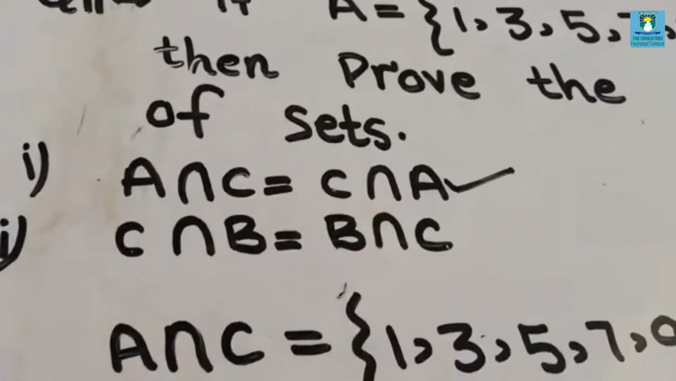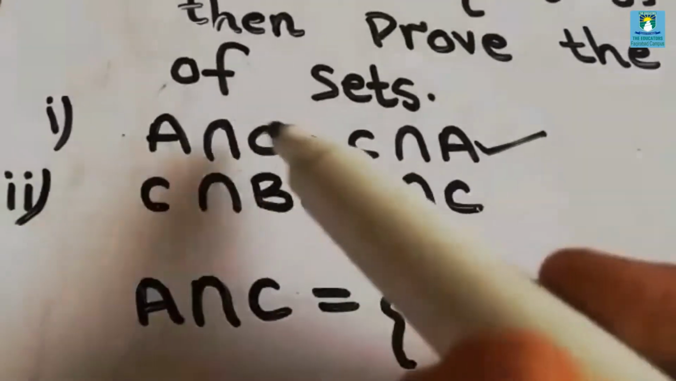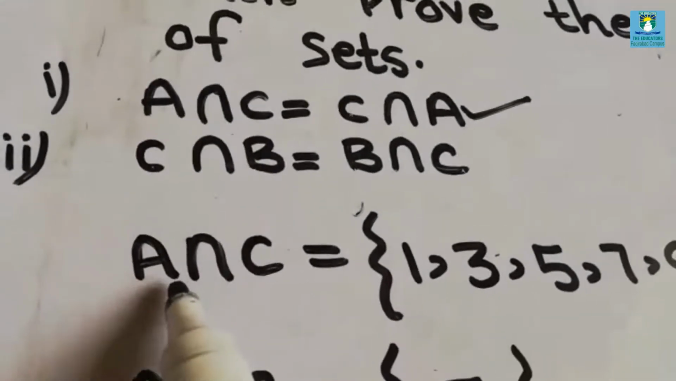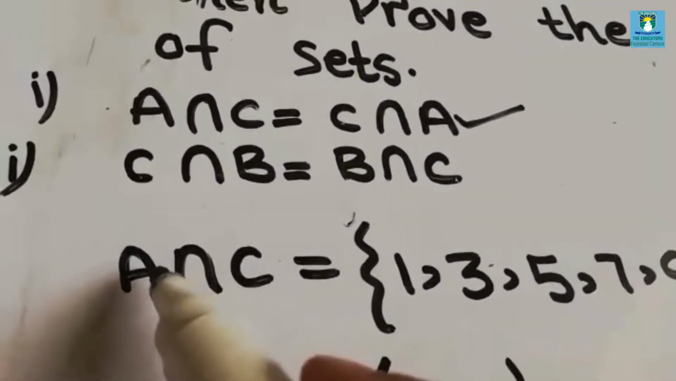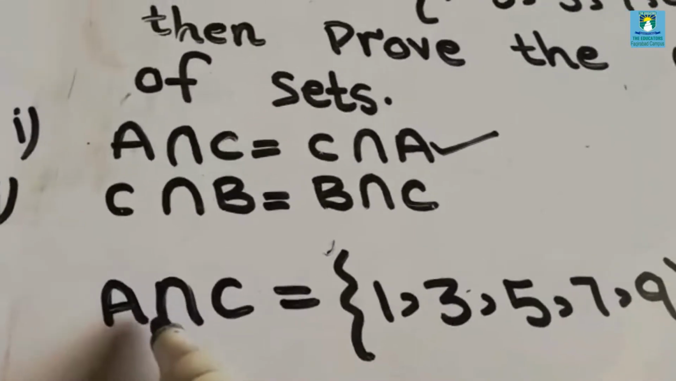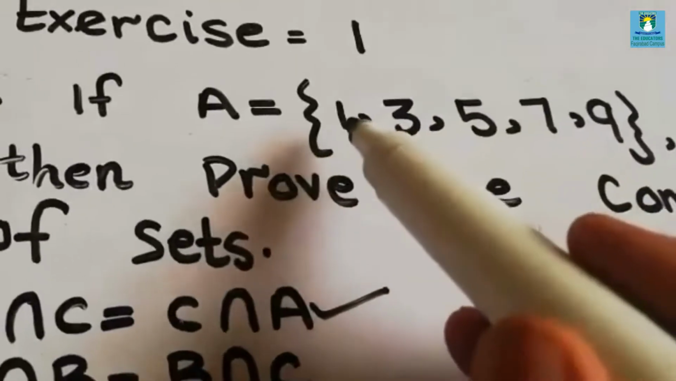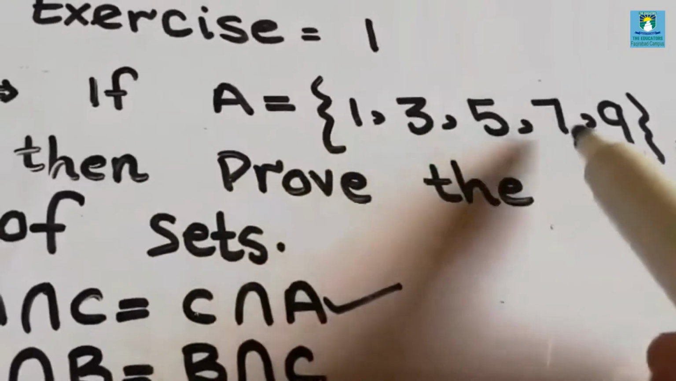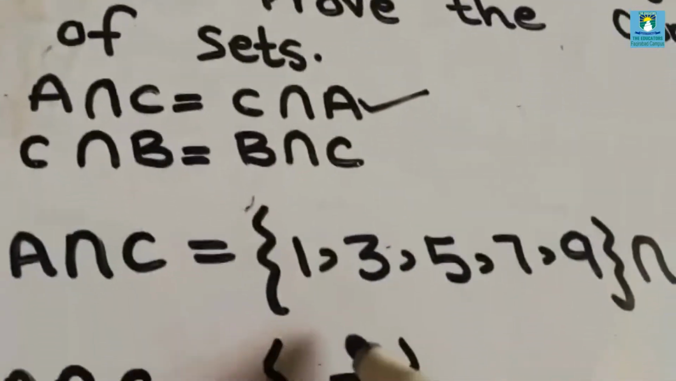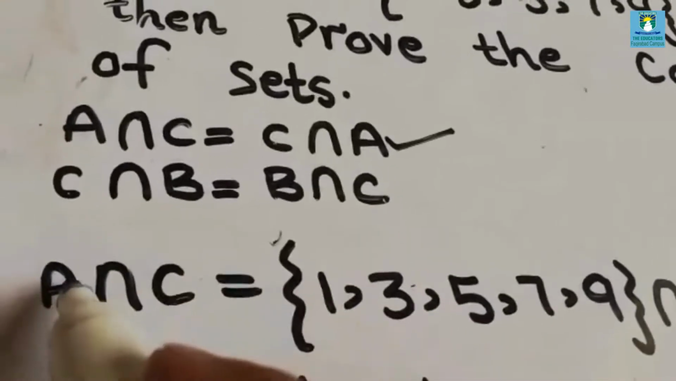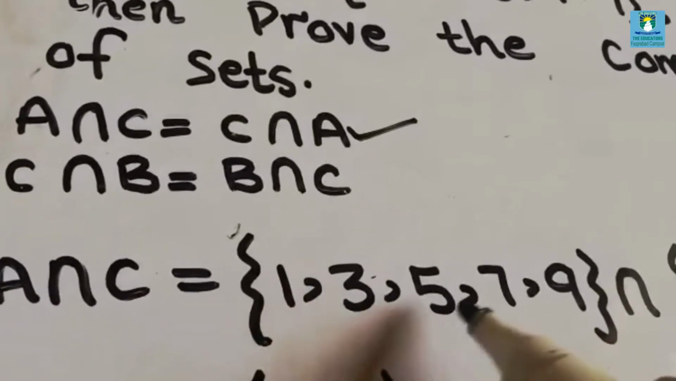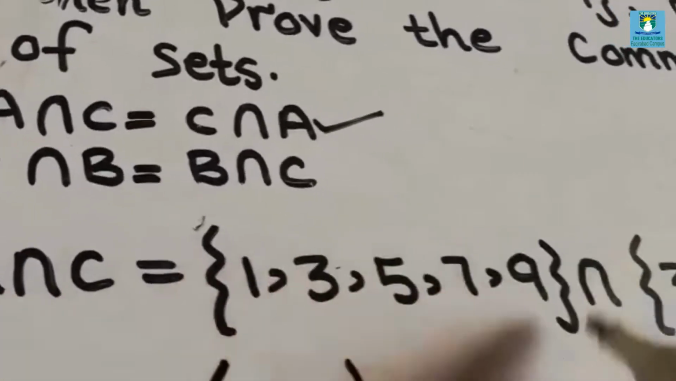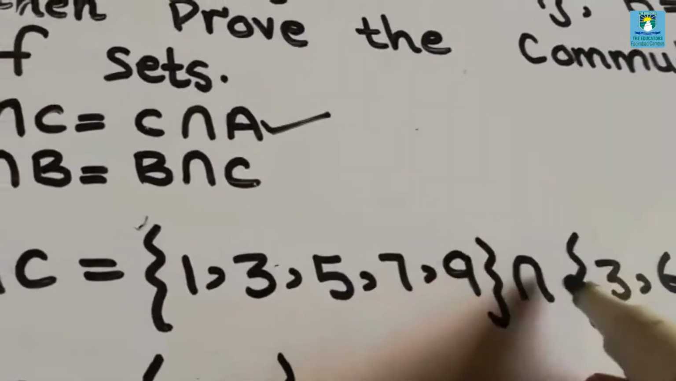So how we will solve? Look at here. First we will take this one, A intersection C. We will write here A intersection C. What are the elements of set A? Look at here. The set A contains 1, 3, 5, 7, 9. So we will write here the elements of set A, 1, 3, 5, 7 and 9. Then sign of intersection. So we will put here sign of intersection.